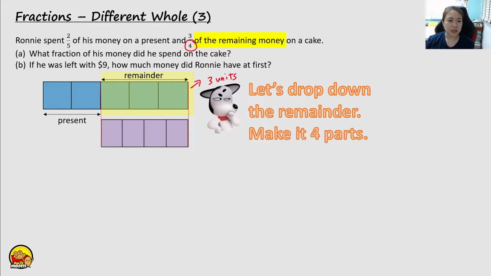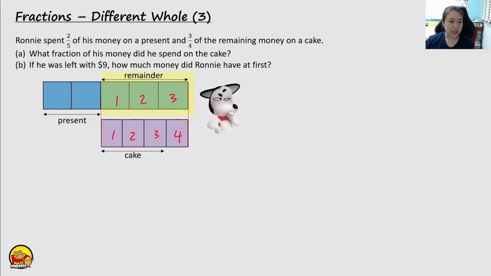And I'm going to cut 4. And I'm just going to show that, okay, 3 out of 4 was spent on the cake. So 3 out of 4 over here was spent on the cake. All right, so I've indicated that. Now let's see. The top part, I have 3 units as the remainder. Once I drop it down, I have 4 parts as the remainder.